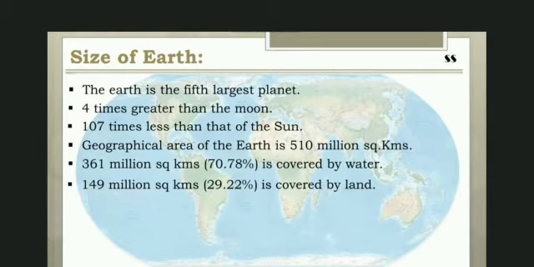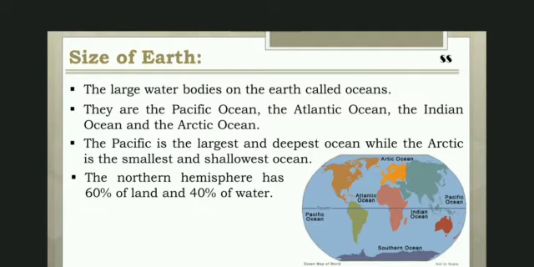The large water bodies of the Earth are called oceans. There are 4 major oceans. They are the Pacific Ocean, the Atlantic Ocean, the Indian Ocean and the Arctic Ocean. Here, the Pacific is the largest and the deepest ocean while the Arctic is the smallest and the shallowest ocean.